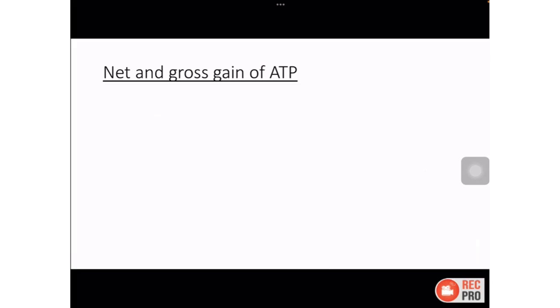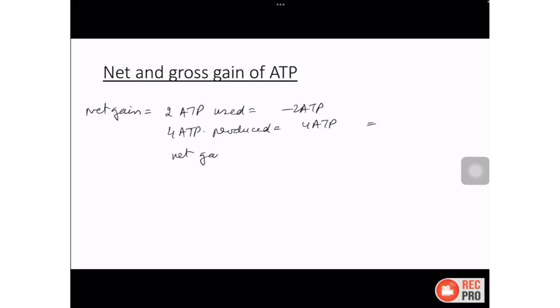Now let us see the net gain and loss. First we come to net gain. Net gain means exactly how much ATP has been produced and how much has been used. Initially, till the payoff, we saw 2 ATP are used. So we have minus 2 ATP. After the payoff, we saw 4 ATP are produced. So 4 minus 2, the net gain shall be 2 ATP.